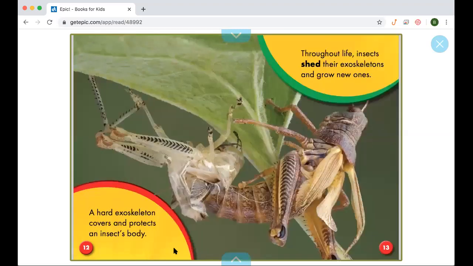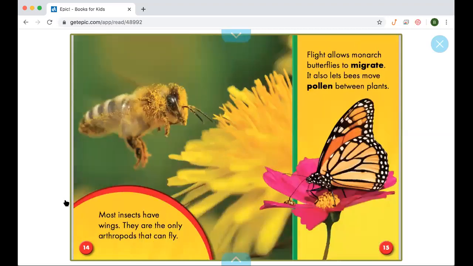A hard exoskeleton covers and protects an insect's body. Throughout life, insects shed their exoskeletons and grow new ones. So as they're growing, they have to shed that exoskeleton, and then they'll grow a new one. So look, the author is showing how this insect is shedding its exoskeleton. Most insects have wings. They are the only arthropod that can fly. Flight allows monarch butterflies to migrate. It also lets bees move pollen between plants.